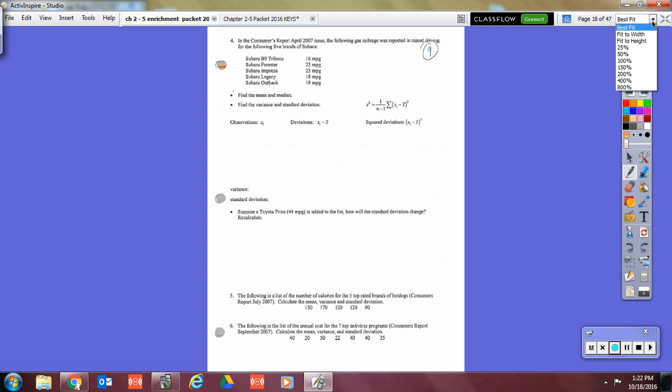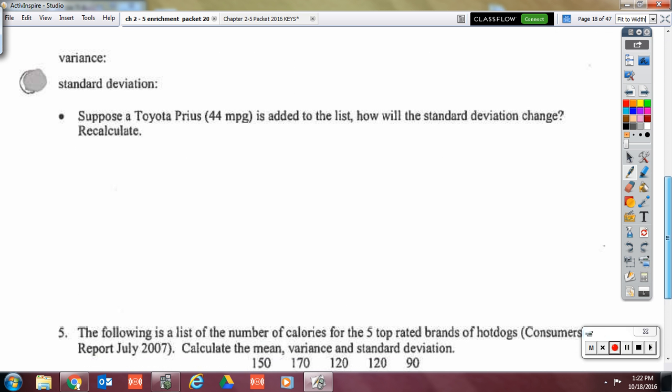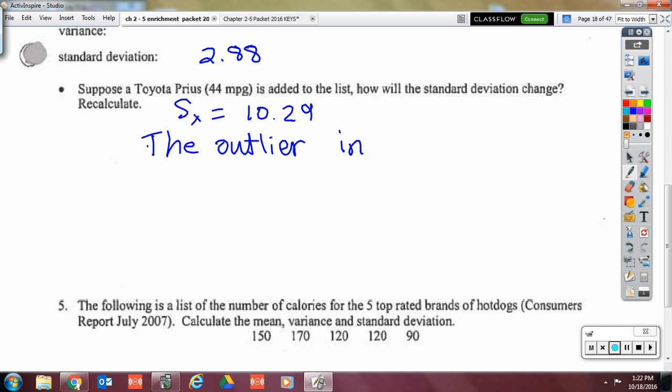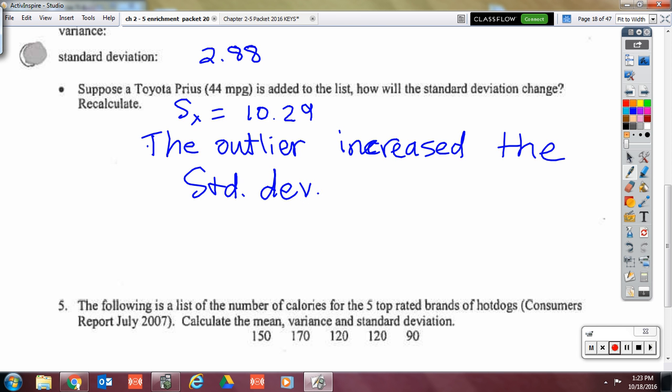Since you have a lot of room on this section right here, we calculated that the new standard deviation was 10.29. Here it was 2.88. So what did the outlier do to the standard deviation? The outlier increased the standard deviation. Okay? And in parentheses, the mean also increased.